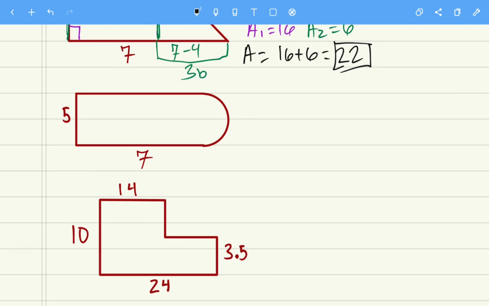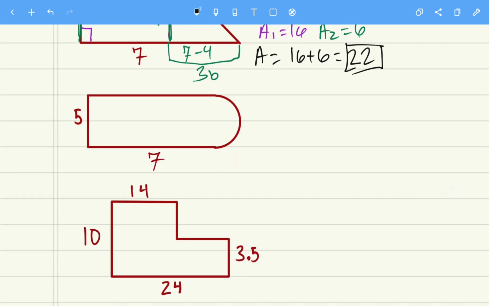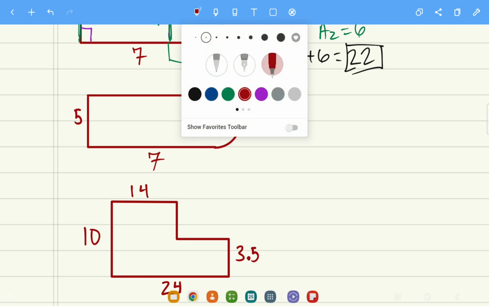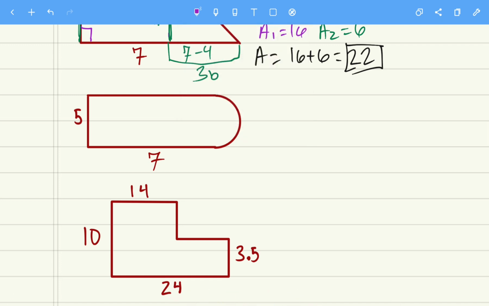Okay. Let's take a look at this one here. Try to figure out what shapes you can see. Now, I notice here we have what looks like half a circle. And we also have a rectangle. So let's split this into area 1 and 2.